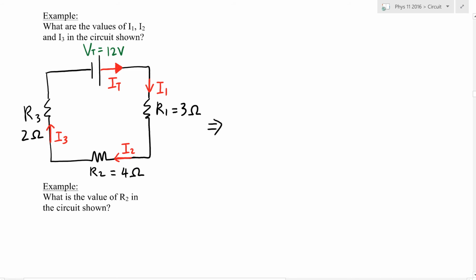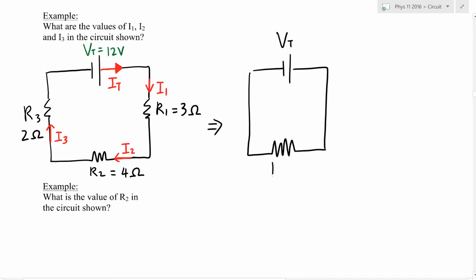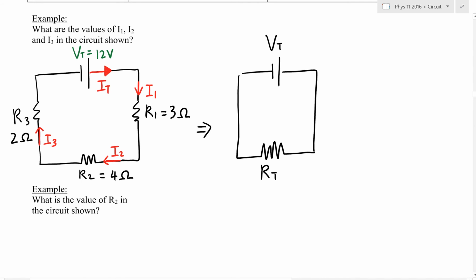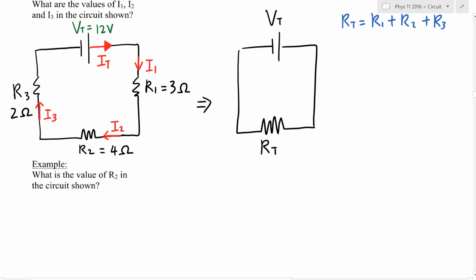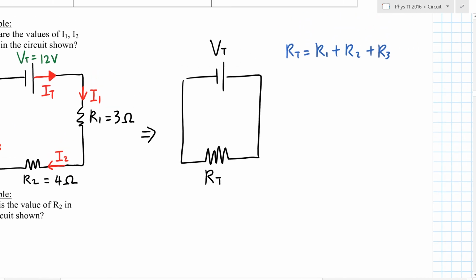We have to transform this circuit into a circuit that only has one giant resistor. Okay, so now we have a V total and we have an R total. How do we do that? Well, we can do that by using the fact that R total is just R1 plus R2 plus R3. Because the three resistors are in series, we can use the equation this way.